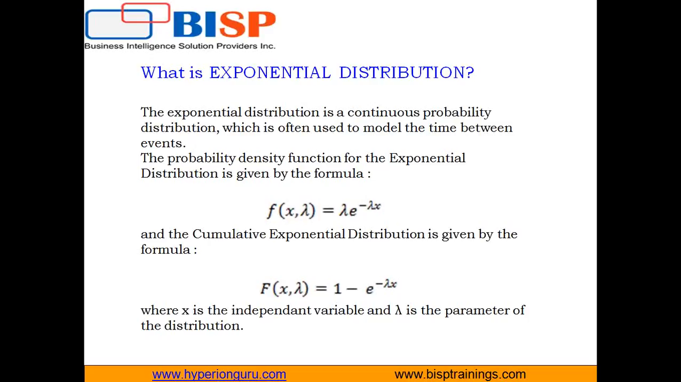So the exponential distribution function is used to calculate the exponential distribution. There are two functions of exponential distribution. This is the function used for the probability density function, where lambda is the parameter of the distribution and x is the independent variable, and another function which is used to calculate the cumulative exponential distribution: 1 minus e to the power minus lambda x.